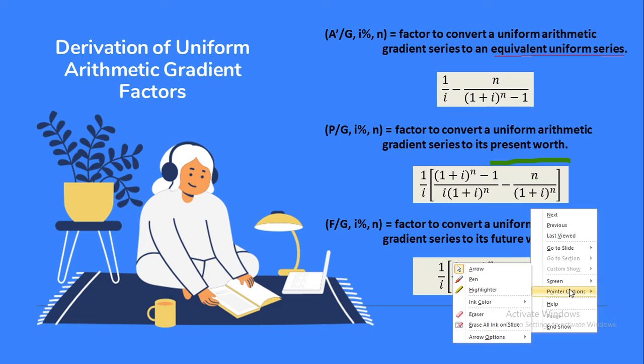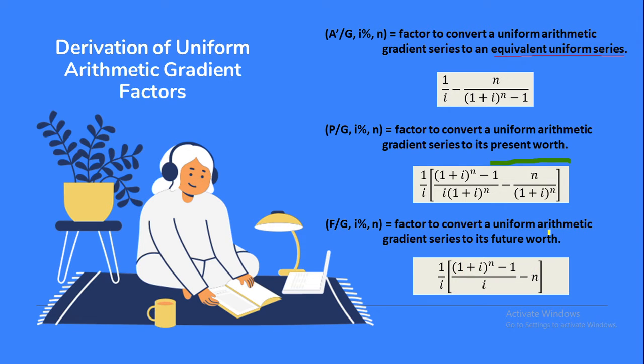If you want to convert the uniform arithmetic gradient series to its future worth, or FG, you will use this formula: 1 over I, bracket, parenthesis (1 plus I) raised to n minus 1 over I, minus n.